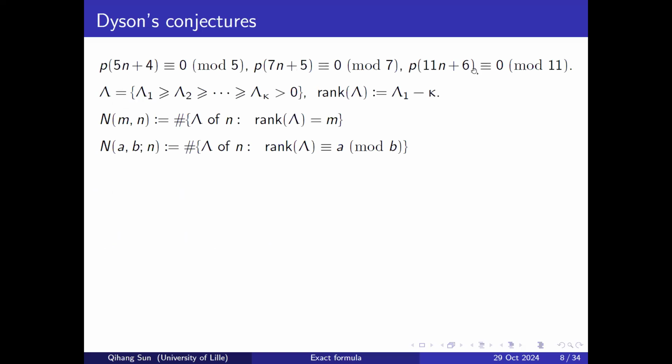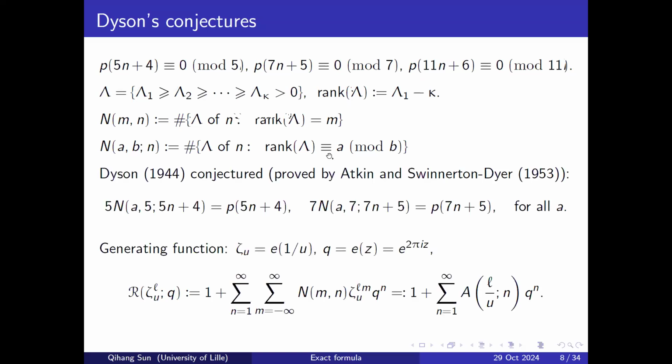The first line is the famous Ramanujan congruences, where you can see 5n plus 4, 7n plus 5, and 11n plus 6. In those three cases, Dyson gives us a new interpretation of the first two of them, which defines the rank of every partition to be the biggest part minus the number of parts, and it counts the number of partitions of n with special ranks, which rank equal to m or rank equivalent to a mod b. Those counting functions interpret those congruences in this way.